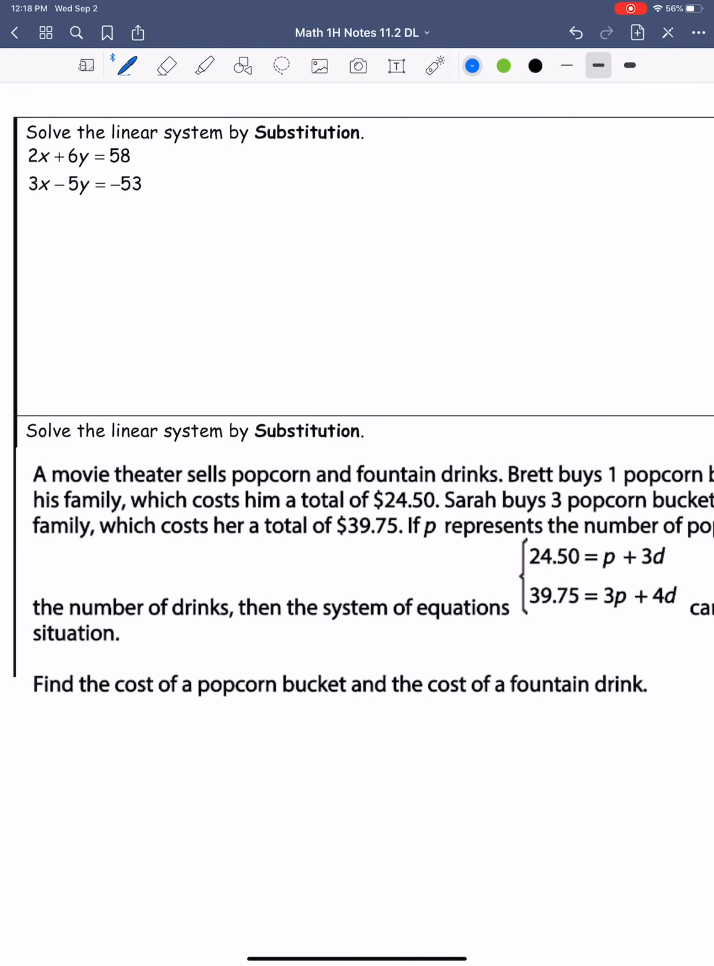Same idea, we've got to solve this by substitution, and it doesn't really look like anything is going to be easy to get by itself here, right? So I'm going to have to do some work. I'm going to go ahead and pick a variable. You can pick anything that you want to isolate. I'm going to go ahead and pick this x and try to get that x by itself. So I'm going to move this equation over so I can work with it. 2x plus 6y equals 58, and I'm trying to get x by itself, but you can pick anything. So to get x by itself, I would subtract 6y.